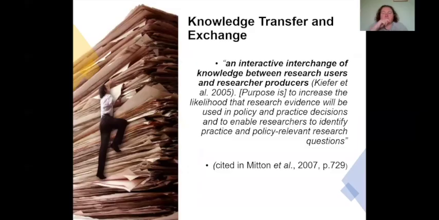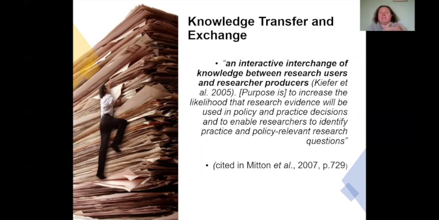From a practical point of view, I feel it's always useful to present a definition, because there is so much terminology in this area. When George and I started this project, we identified knowledge transfer and exchange as our preferred term, and this definition as capturing our understanding of this concept.